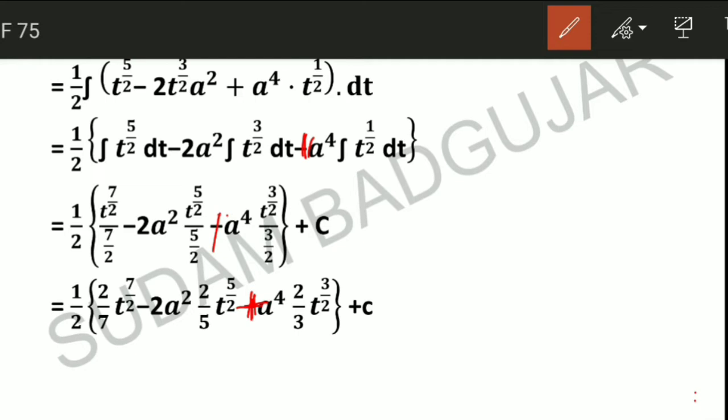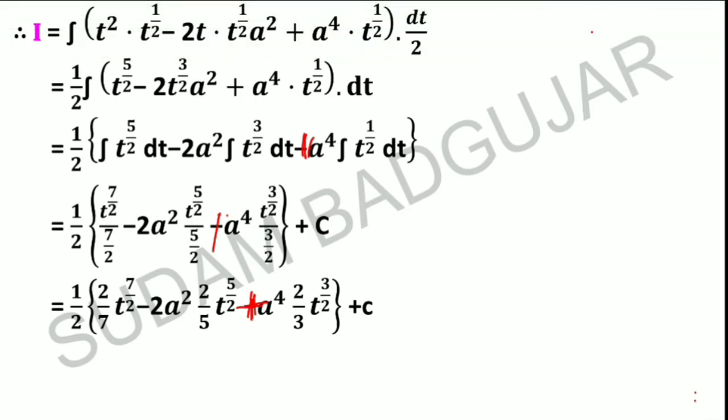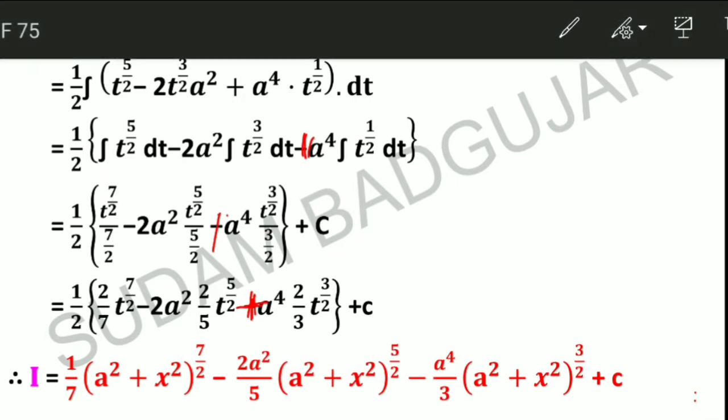What is the next step? Yes, you have to resubstitute the value of t. So I will be 1 by 2 into 2 by 7, the 2s get cancelled, that is 1 by 7 into (t is a square plus x square) bracket raised to 7 by 2, minus 1 by 2 into 2 by 5 with a square, the 2s get cancelled, that is 2 a square by 5, plus a raised to 4 by 3 into bracket a square plus x square bracket raised to 3 by 2, plus c. This is the final answer.